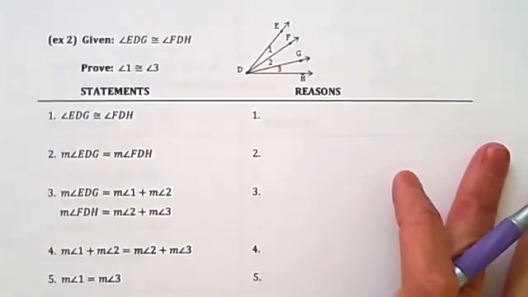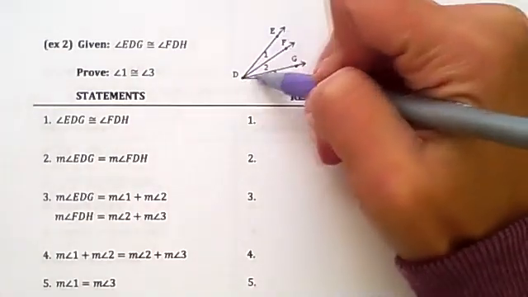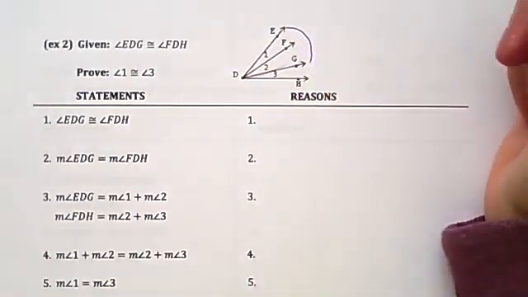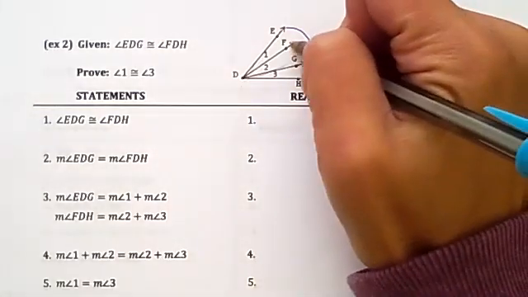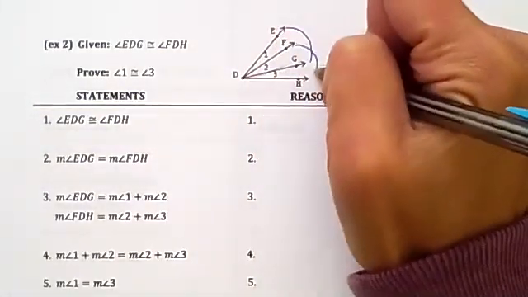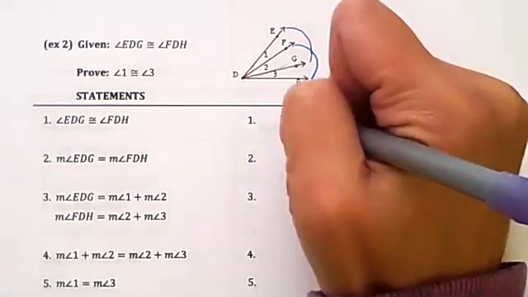All right, cool, thanks. So here's example 2. We are given that angle EDG, that's this one, is congruent to angle FDH, that's this one. So those two angles are congruent. It's kind of hard to mark on here since there's so much overlapping. And then we're being asked to prove that angle 1 is congruent to angle 3. So the first thing we do is restate the given.